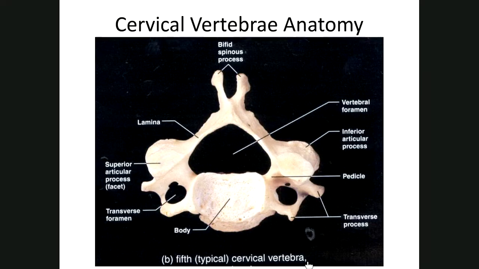A real one, let's look at the characteristics we saw. There's a good bifid spine there. That's a characteristic of cervicals. And there's your transverse foramen. Definitely a good characteristic to remember for cervical vertebrae.